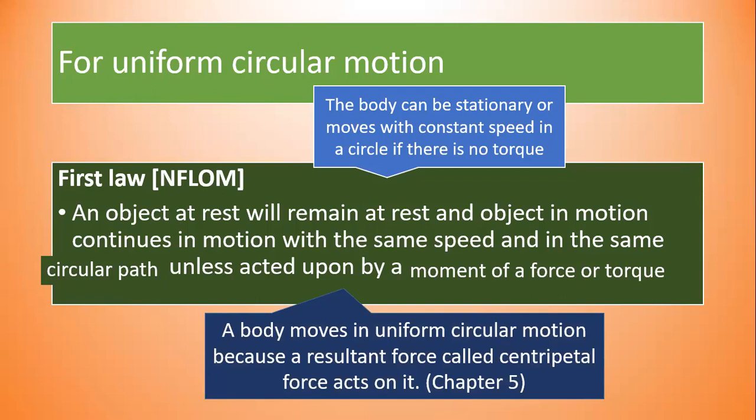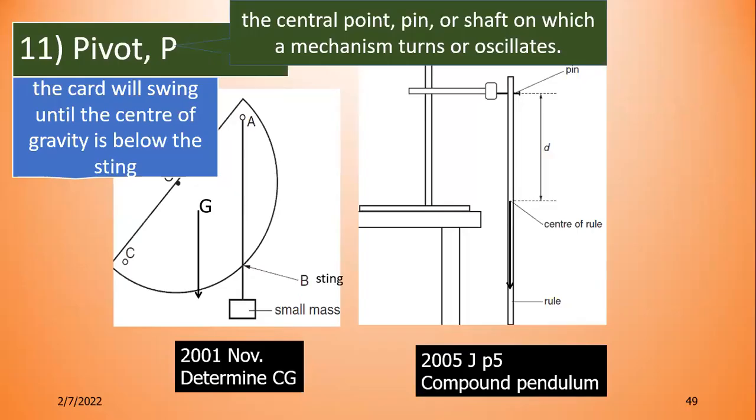Okay, so a body moves in uniform circular motion because there's a resultant force called centripetal force acting on the body. That's what we study in chapter 5, uniform circular motion. Okay? These are things that come out in A level in the experiment.